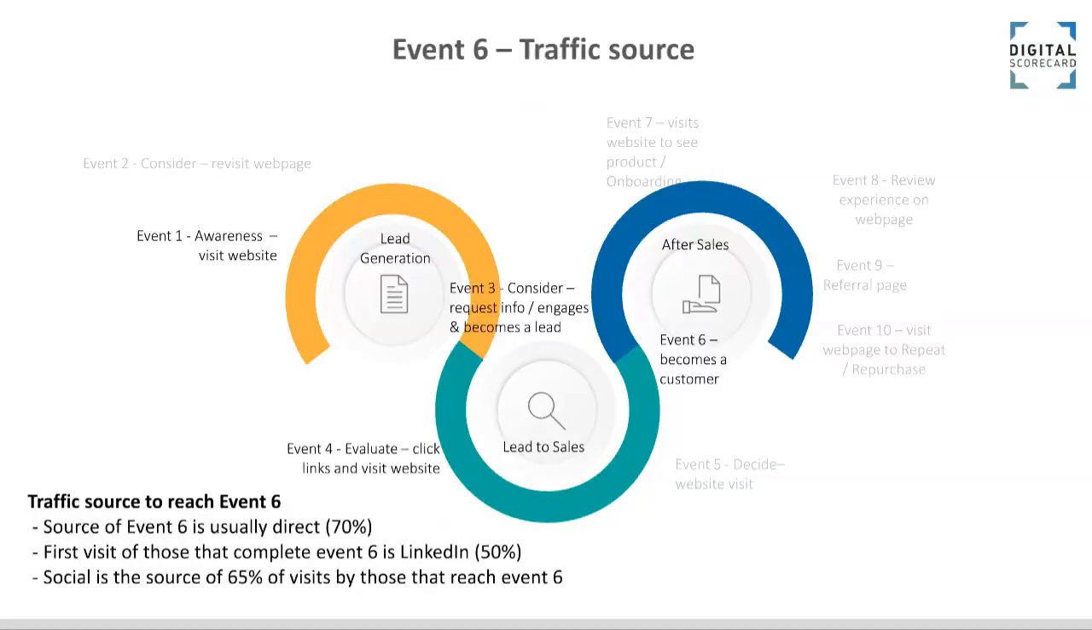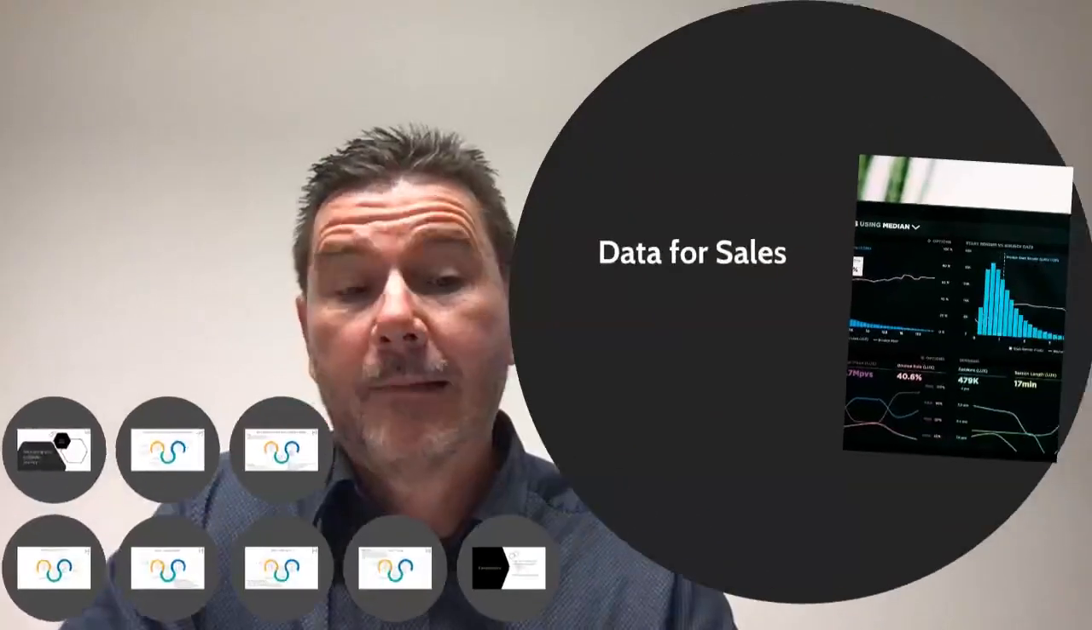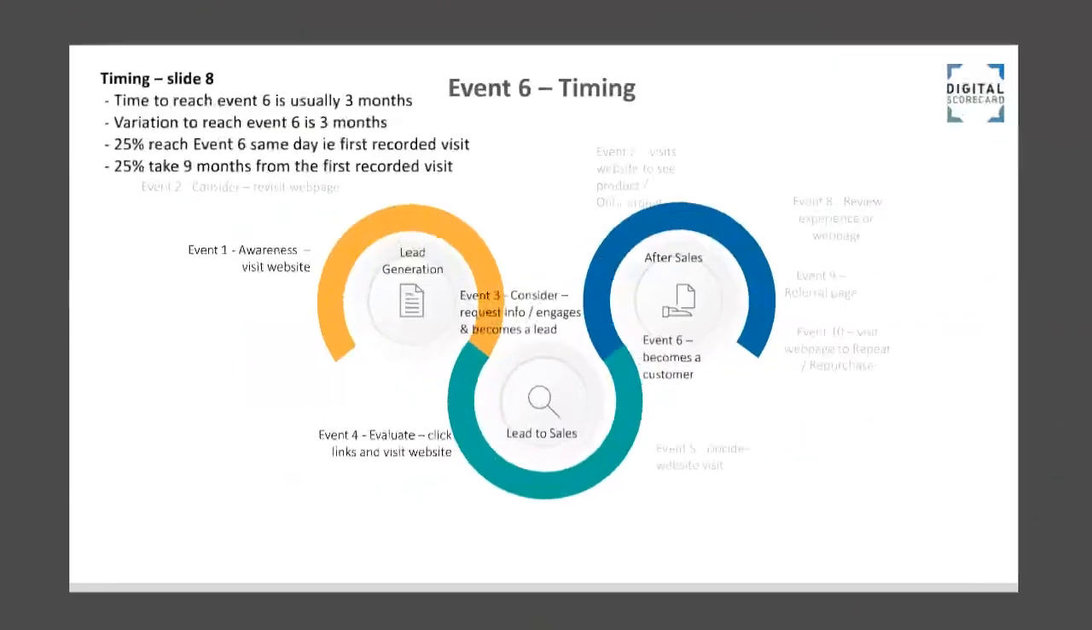Direct traffic accounts for maybe 70% of those events. The first visit of people who have become customers was via LinkedIn, for example. And in total, social is the source of 60% of the first events. So understanding this helps us understand how people find us, how they engage. And this is the important aspect. It's not how everyone finds us, it's how customers have found us. And they're much more valuable than just regular visitors.